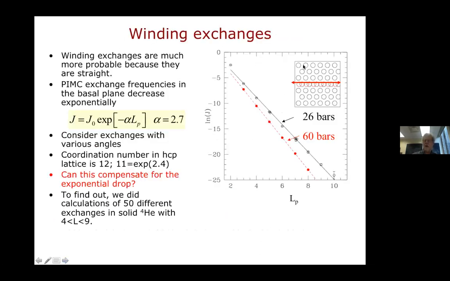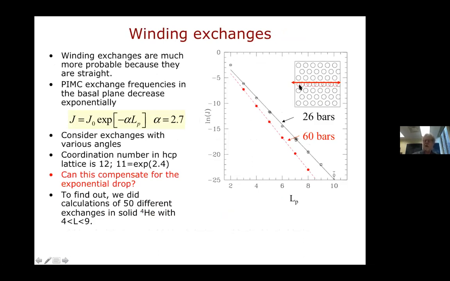And so we did actually calculate, this is an example of a winding path where you take a crystal like this and you just slide a row over. And here's actually a calculation of the exchange frequency versus the length of the path. And you see it exponentially goes to 0 because it's the logarithm. It's quite a simple exponential curve. So no, these types of paths can't lead to superfluidity.